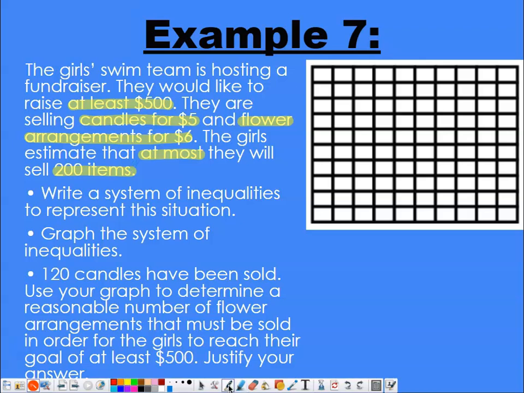Okay, so let's go ahead and define those variables. We're selling candles and we're selling flower arrangements. So let X equal the number of candles sold. And then we're going to define Y, and that is going to be the number of flower arrangements.